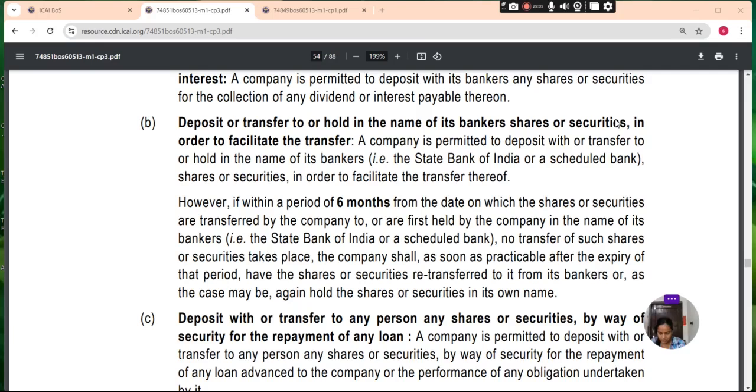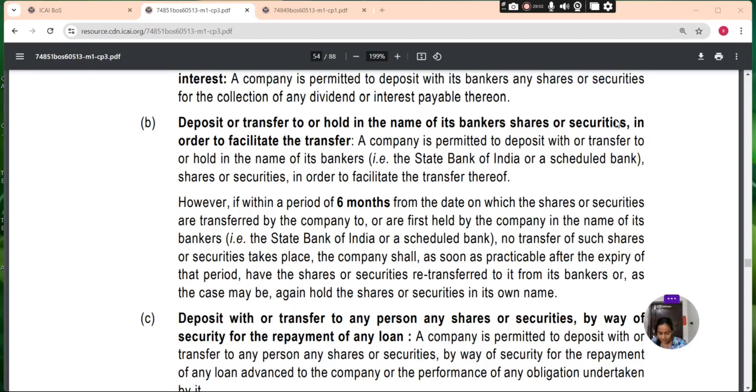if no transfer of such shares or security takes place, the company shall, as soon as practicable after the expiry of that period, have the shares or security retransferred to it from the bankers, as the case may be, and again hold the shares or security in its own name.